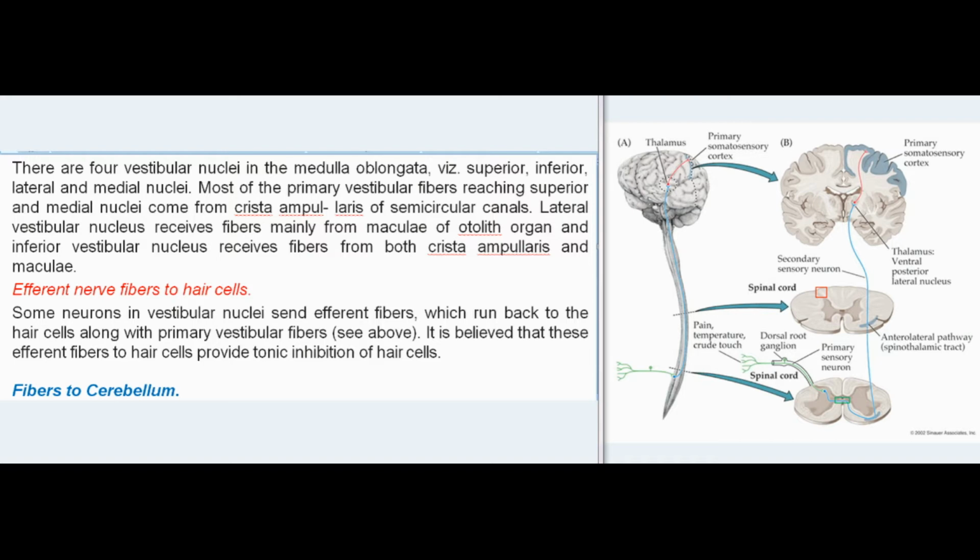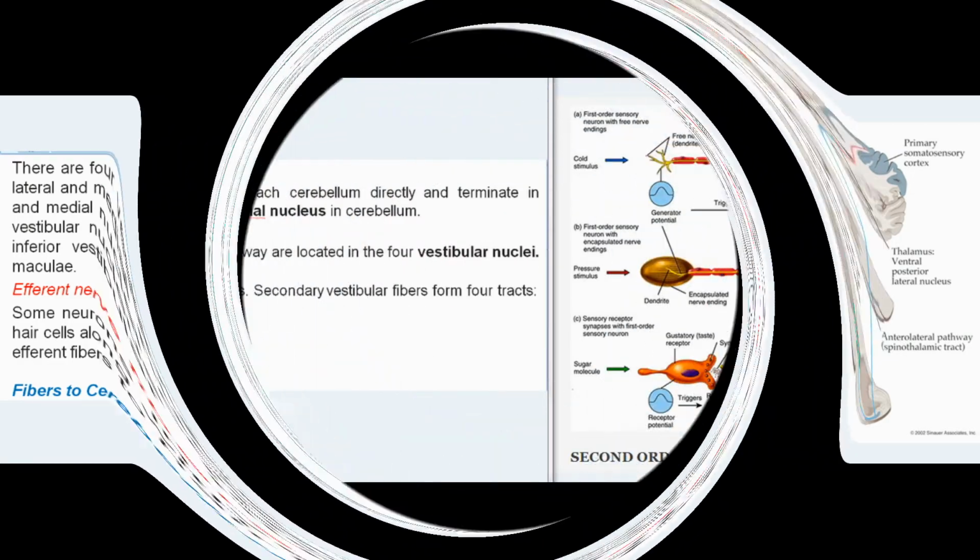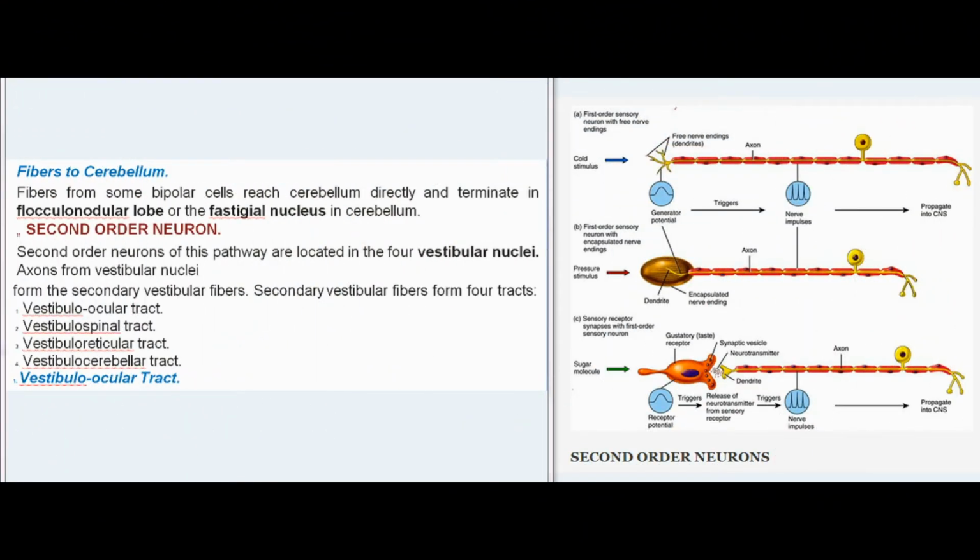Efferent nerve fibers to hair cells. Some neurons in vestibular nuclei send efferent fibers, which run back to the hair cells along with primary vestibular fibers, see above. It is believed that these efferent fibers to hair cells provide tonic inhibition of hair cells. Fibers to cerebellum. Fibers from some bipolar cells reach cerebellum directly and terminate in flocculonodular lobe or the fastigial nucleus in cerebellum.